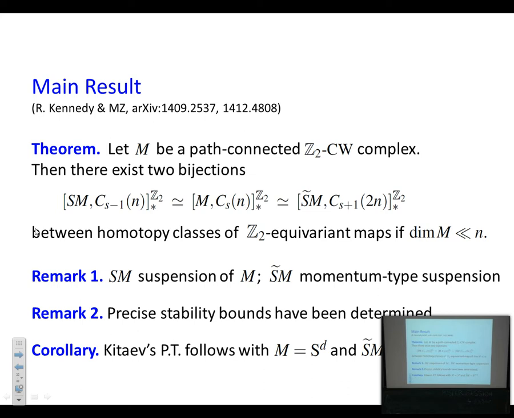Yeah? So let me emphasize, we are happy with this result because it's true for a rather general momentum space. It's also true for torus or more exotic momentum spaces that we could imagine. So if we specialize to the D-sphere, then the suspension is another sphere in D plus one dimension, and we get the Kitaev periodic table as a corollary.